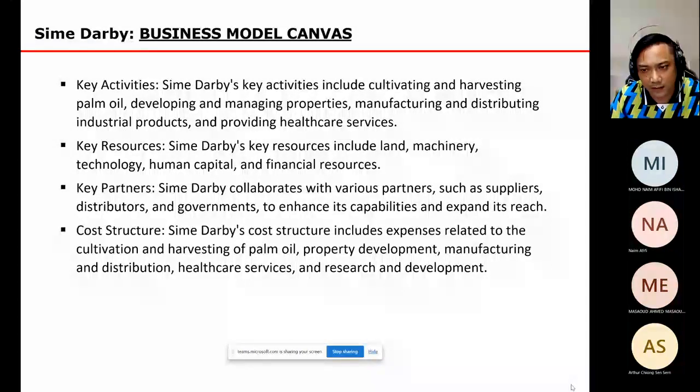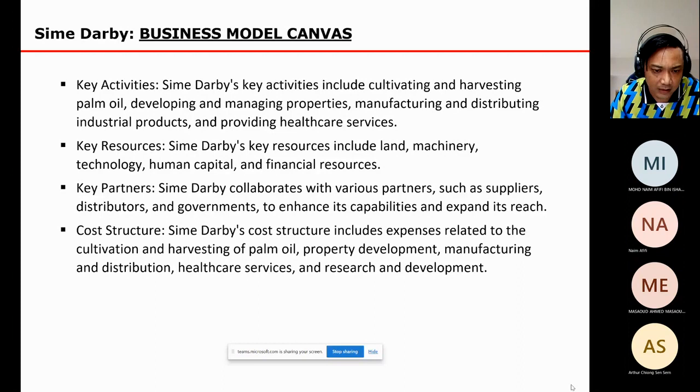And the next pillar is the customer segment pillar. For Sime Darby, it comes from consumers of automotive products and services, customers in the industrial and engineering sectors, companies in need of the logistics and shipping services that Sime Darby provides, and of course from healthcare itself, the patients seeking healthcare services.